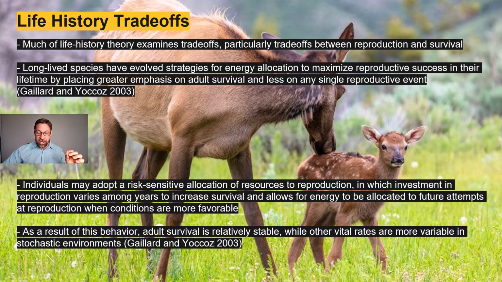Ultimately, as a result of this behavior, adult survival in ungulates is relatively stable, while other vital rates are far more variable in stochastic environments. And this is exactly what our meta-analysis of 40 different elk populations revealed. Adult elk survival is relatively fixed. It doesn't vary very much within a population or across populations. But calf survival is wildly variable across both time and space.